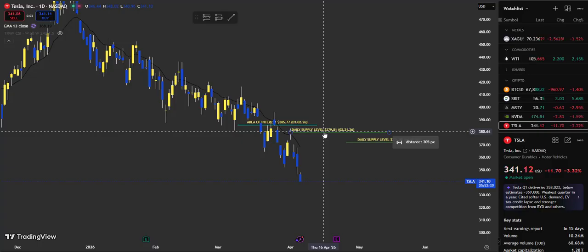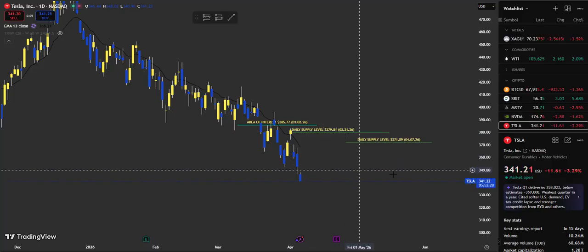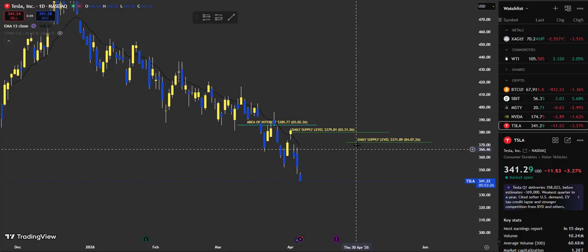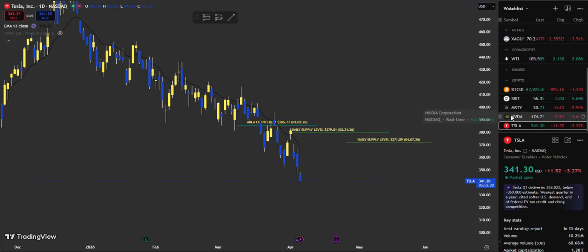So if you shorted or sold options on Tesla to the downside, you should be in profit now. So this is still going. Tesla's falling, and we'll watch it to see where our next area of supply would be, so that you can get in and catch this falling security while it's still going down.